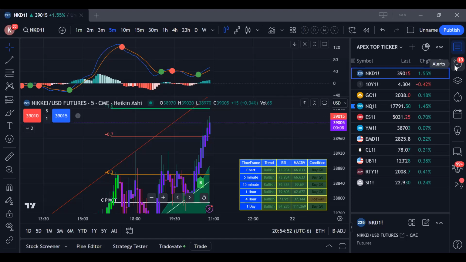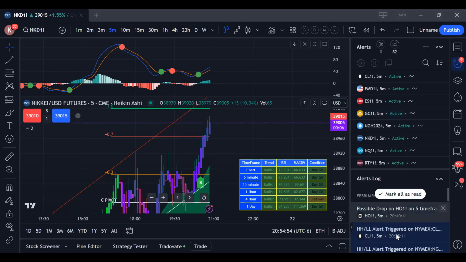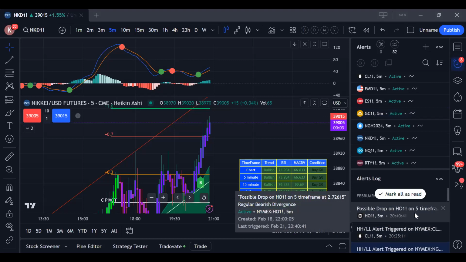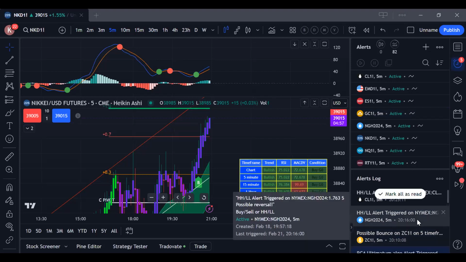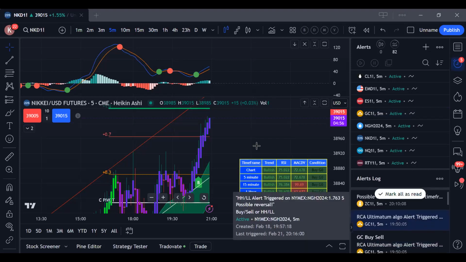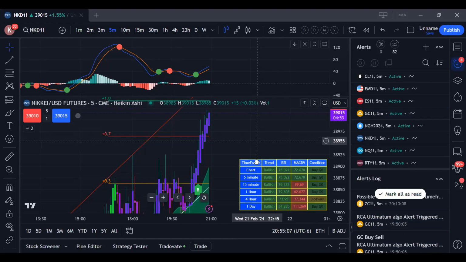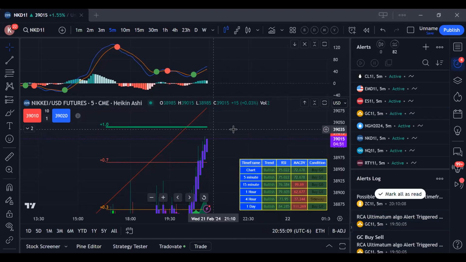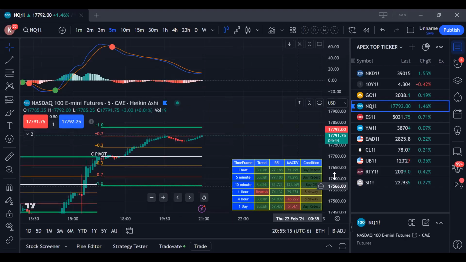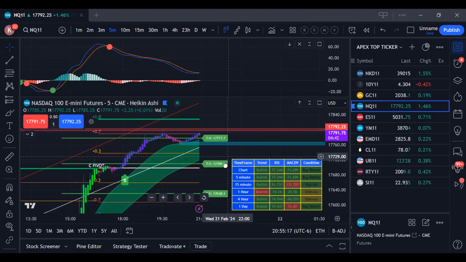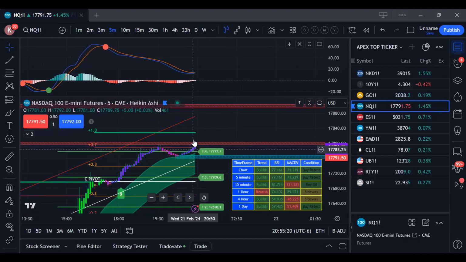Yes, we can create some alerts, right? For example, for a possible drop, we can create some scanners or alerts, and then we can see when it can go up. But as I said, this is still moving high. NQ is also moving good. So NQ also can break the resistance. It can break this resistance and go all the way to the top.